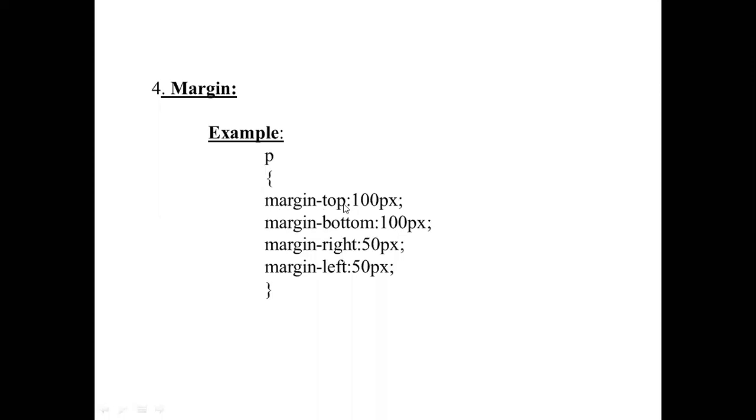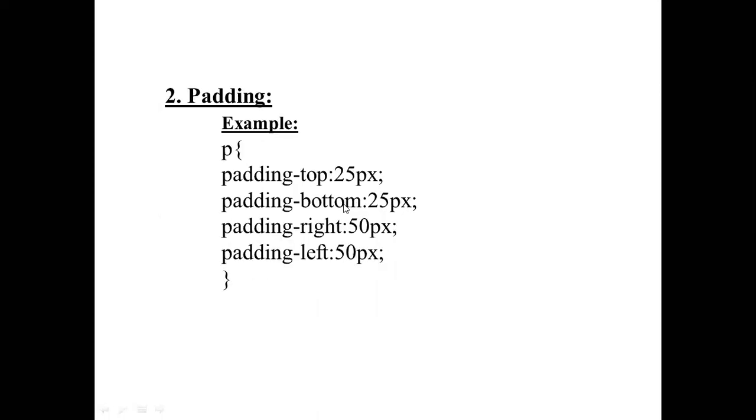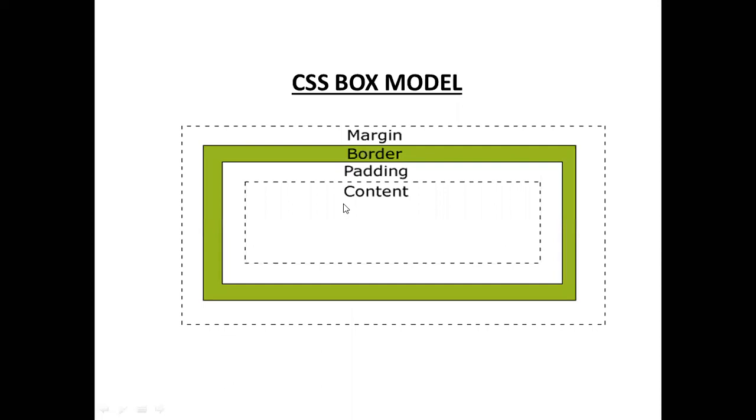So these are the four parts in the CSS box model. First one, content, that is the content of the box where text and images appear. Second one, padding, the area around the content. Third one, border, which goes around the padding and content. Last one, margin, that is the area outside the border.